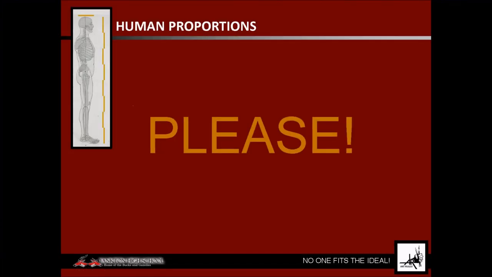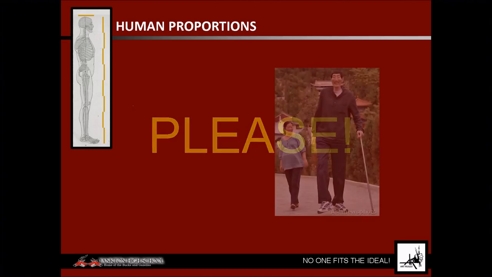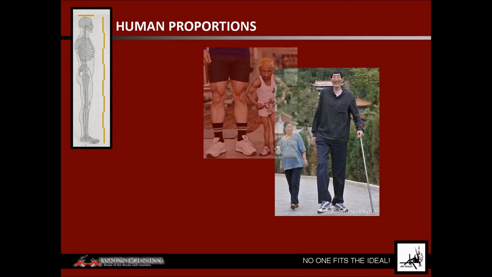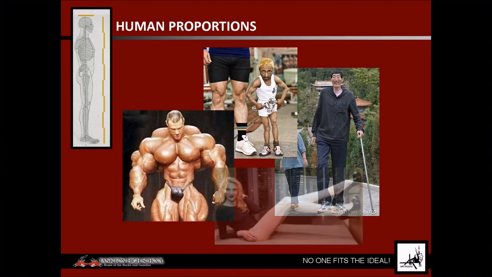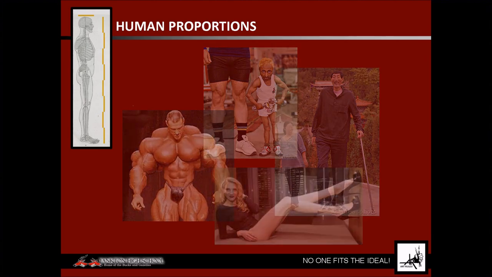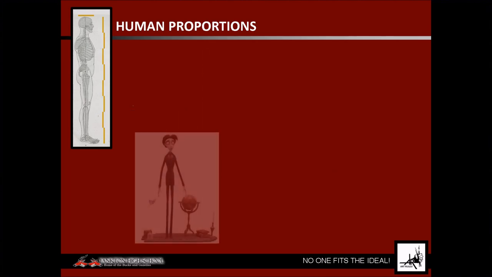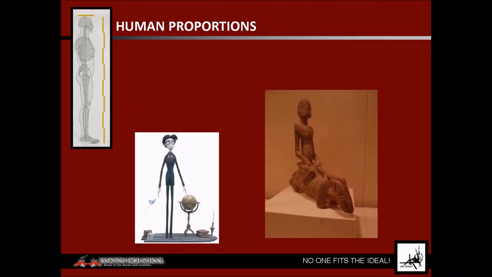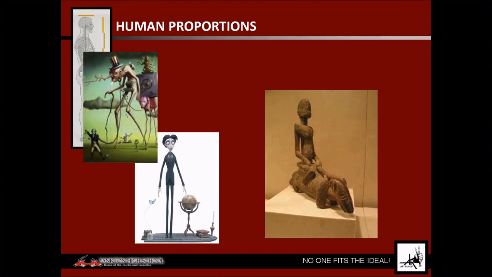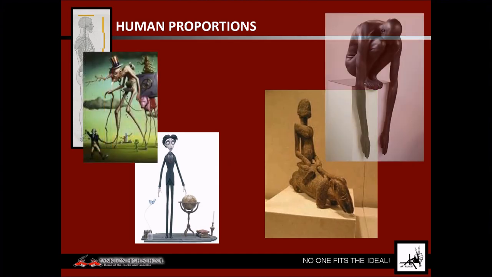Please, please be aware that all these proportions are an ideal. No one fits all of these perfectly. Not you, not me, not anyone. We are all different and unique. This ideal creates a construct of the human form. A construct that, if used carefully, can be used to help us see, identify, and record the uniqueness in each of us.